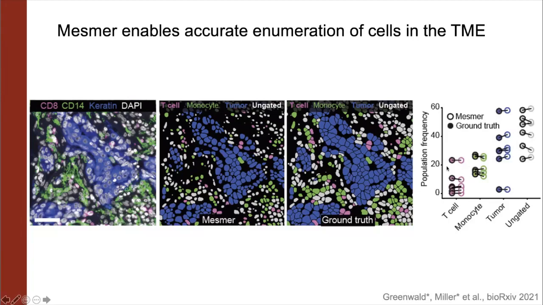What you can see here is that in each image, the proportion of each cell subtype in the ground truth data agrees quite closely with the proportion of that cell subtype from Mesmer, which is a really important sanity check when using these methods to evaluate something complex, such as the different cell types that are present in the TME.